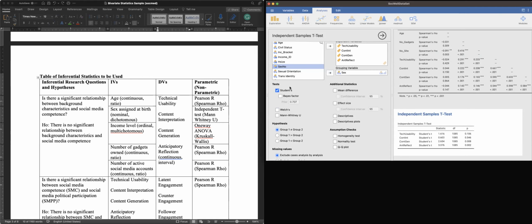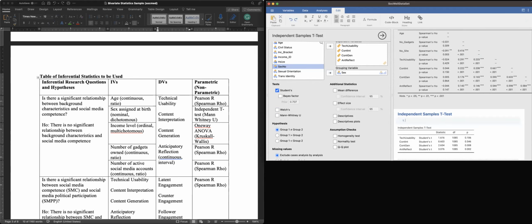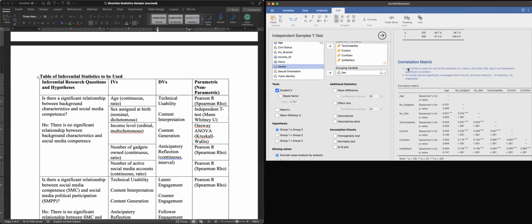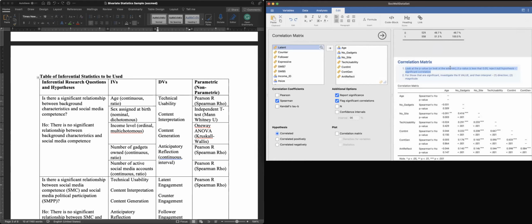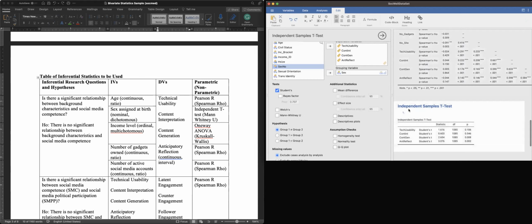What is important is you also have to see here that the check here is already a default: Student's t-test, or the independent t-test. And again, this is the parametric test. So number 1, what we need to do is the same thing that you did here. Look at the p-value. This one does not have an asterisk, so you really just have to look at the p-value.